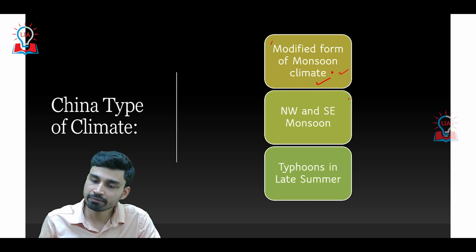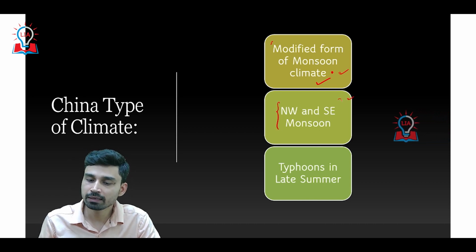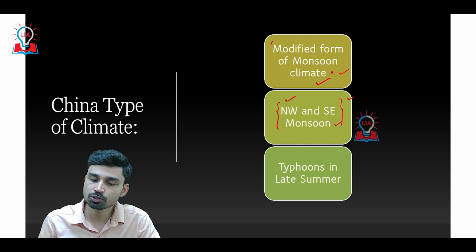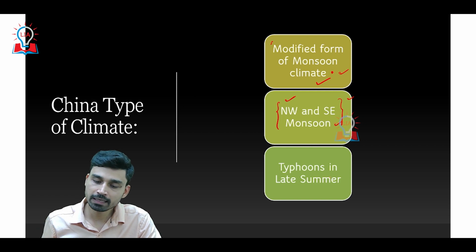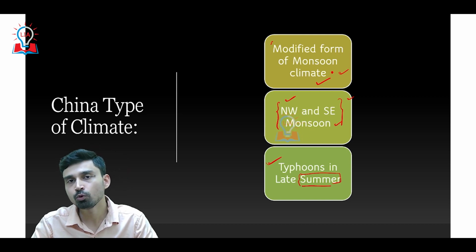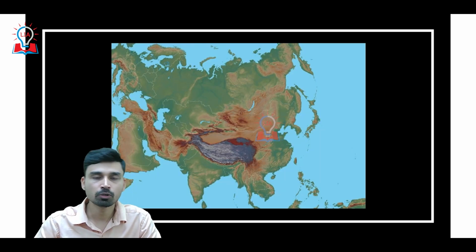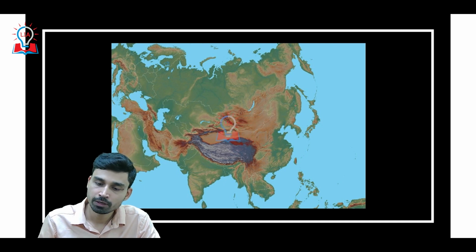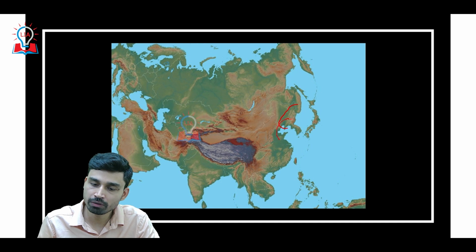In India, we have southwest and northeast monsoons, but the difference here is that in the China type of climate they have the northwest monsoon in winter and the southeast monsoon in summer. Not only that, even in the late summer season, these areas are affected by tropical cyclones, which are locally known as typhoons. So let us try to understand what exactly happens between summer and winter in this particular area. This is the zone where we have development of the China type of climate.